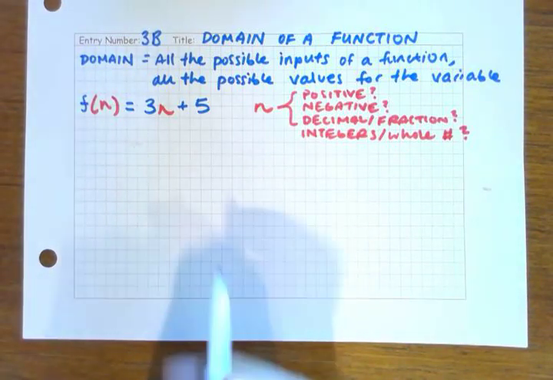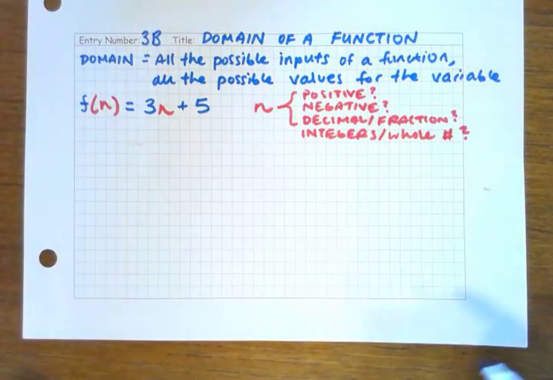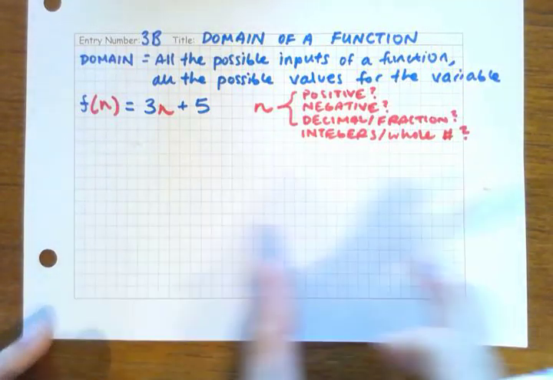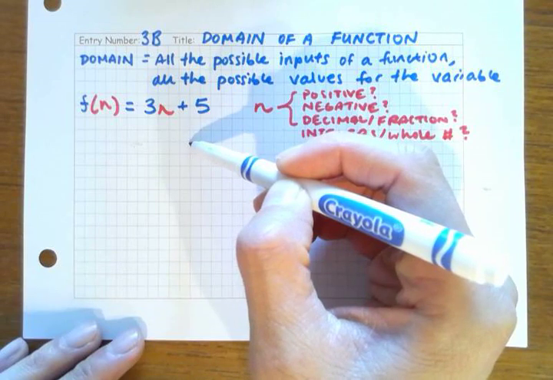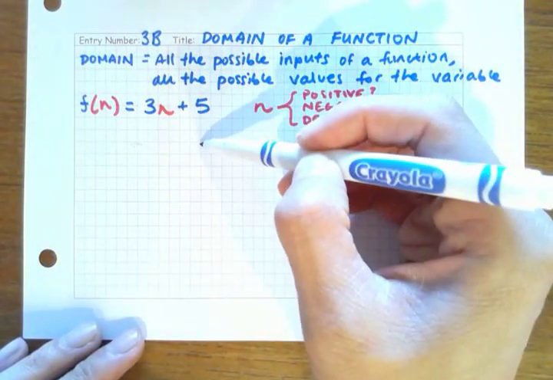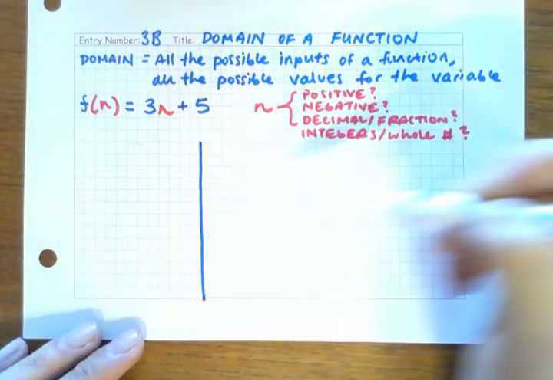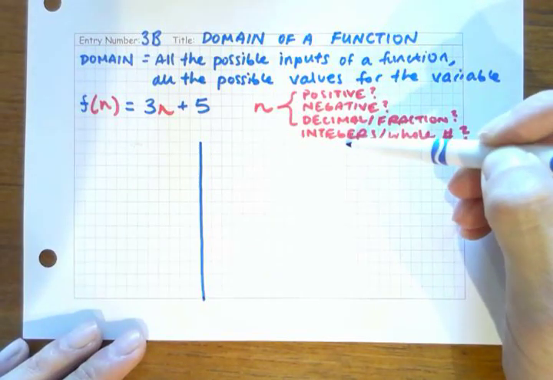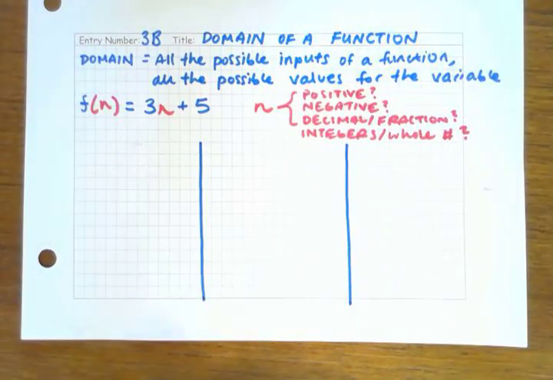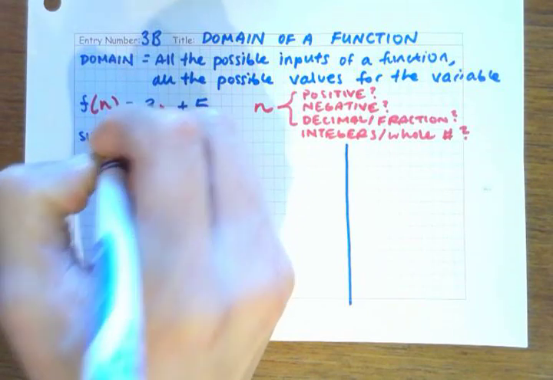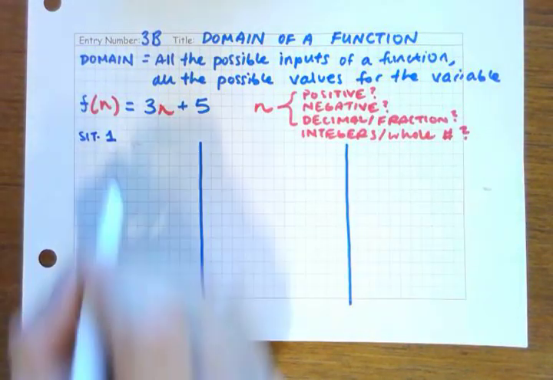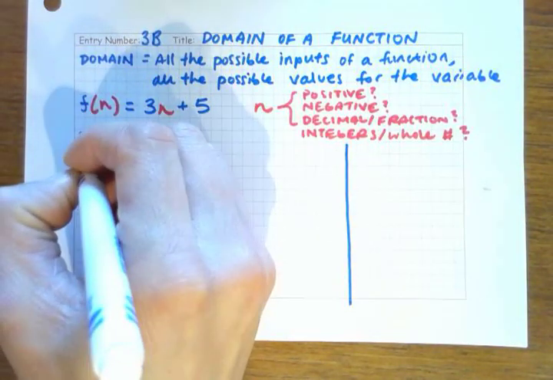So we're going to use this same function but in 3 different situations. So let's split this second half of our paper into thirds. So let's do a line about here and another line about here. And let's say our first situation, situation 1, it's the equation only.